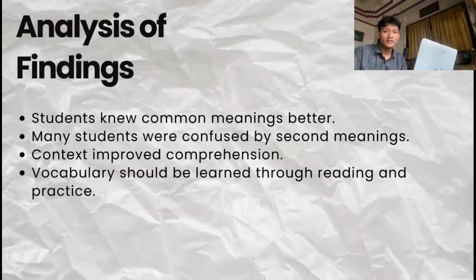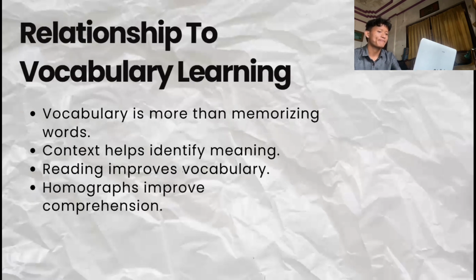Therefore, I believe that learning vocabulary through reading, practicing, and understanding context is much more effective than simply memorizing words' meanings. This method can improve vocabulary knowledge, reading comprehension, and communication skills. Okay, next. Next is relationship to vocabulary learning. Vocabulary is more than memorizing words. Context helps identify meaning. Reading improves vocabulary. And the last one is homographs improve comprehension.